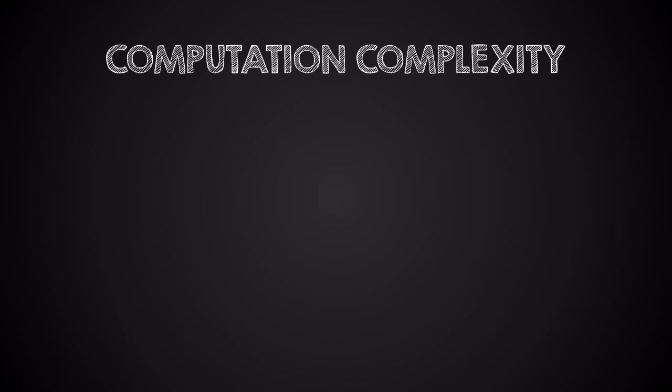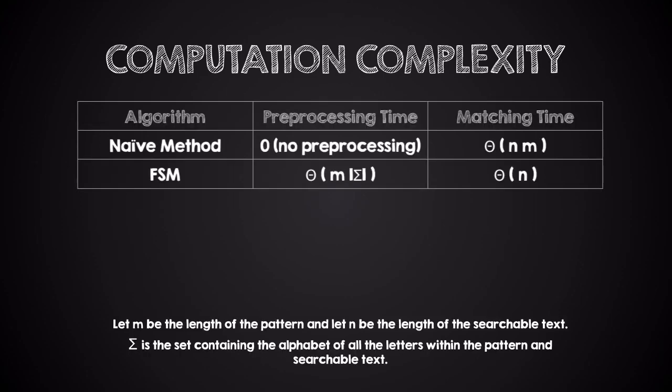Now let's take a look at the computational complexity of both algorithms side by side. As you can see from the table, for performing the string matching, the finite state machine string search is computationally much quicker in the worst case. Although the main disadvantage to the algorithm is that it has a fairly large pre-processing time, which is big theta of the length of the pattern multiplied by the size of the alphabet for the regular expression.